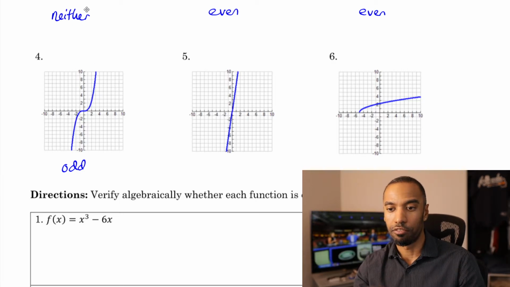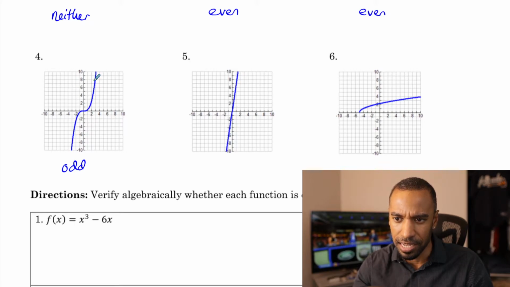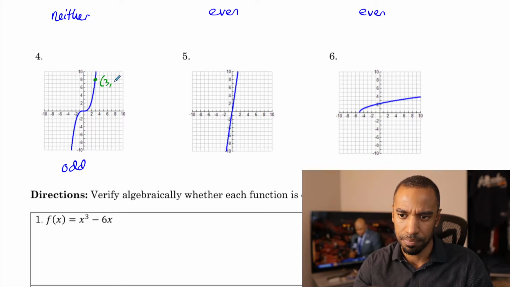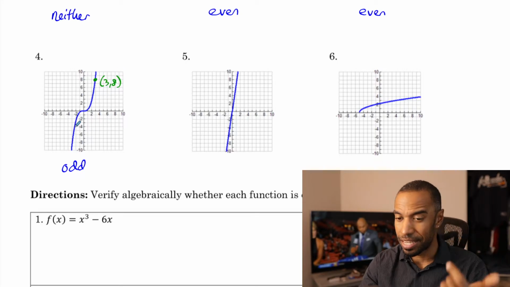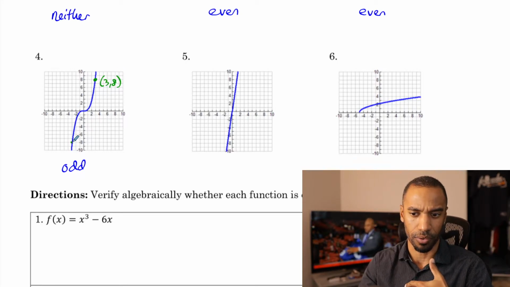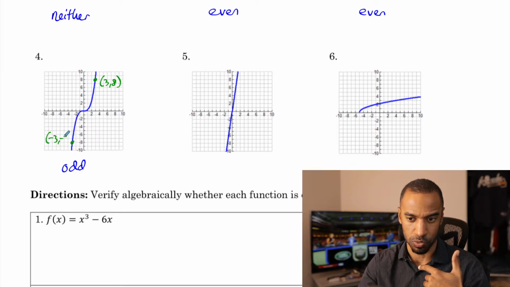So what we're really looking for, let me do a better one. Let me choose one with different numbers. 3, 8, I think. If you have 3, 8 on your graph, for an odd function, you need -3, -8 on your graph. That when you switch the x sign, the y sign also switches. And that's what happens here.